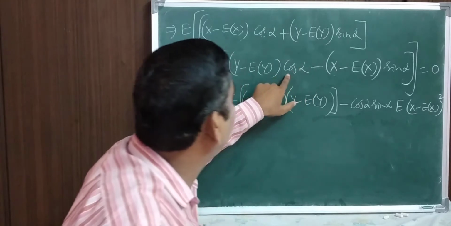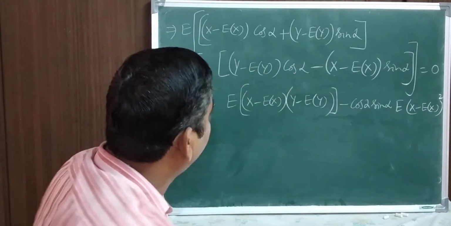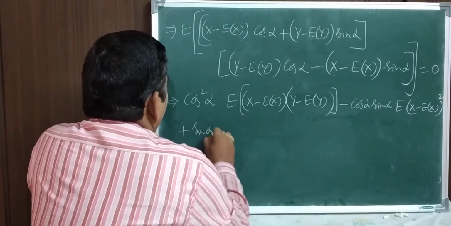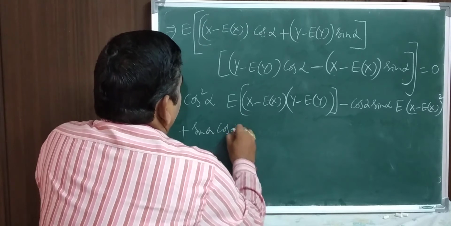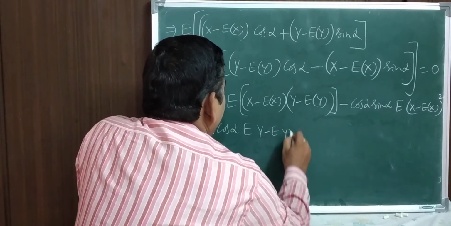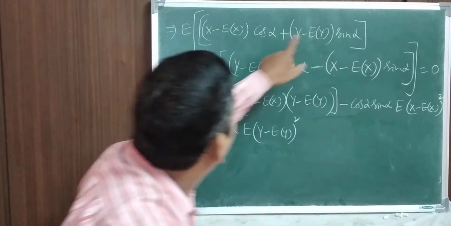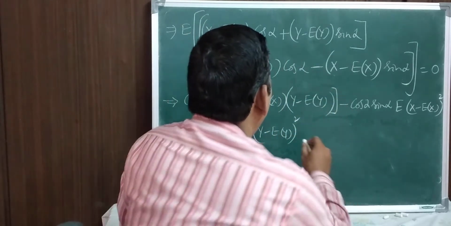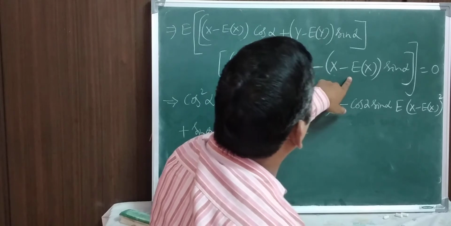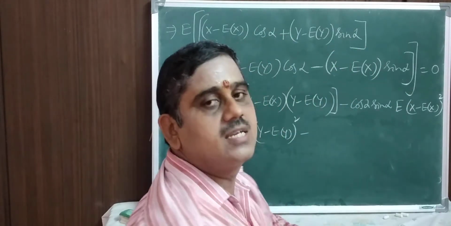That is sin alpha into cos alpha again, y minus expectation of y into y minus expectation of y. So therefore this is with plus sign, plus sin alpha into cos alpha multiplied by expectation of y minus expectation of y the whole square, right? And plus with minus, if you multiply here, then you will get minus again here, and here y minus expectation of y and expectation of x, leave it, and sin alpha and sin alpha, sin square alpha.